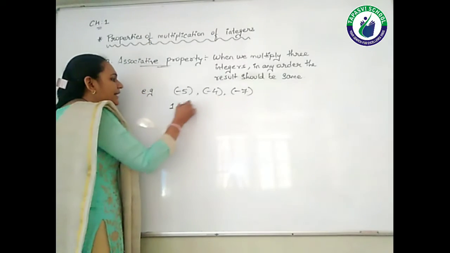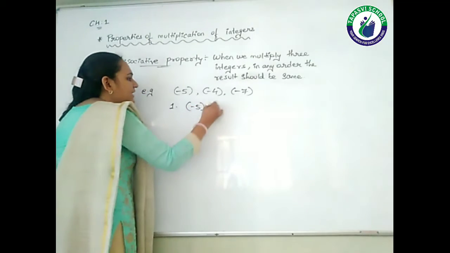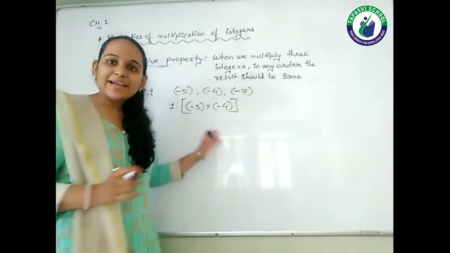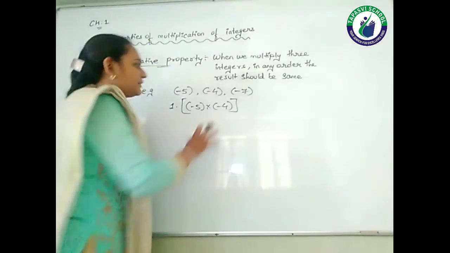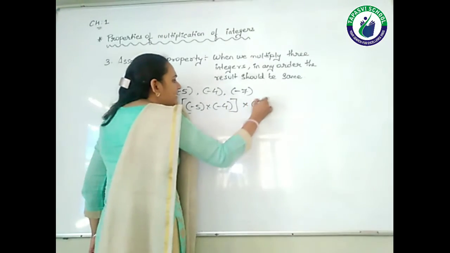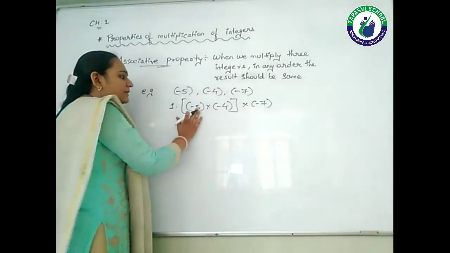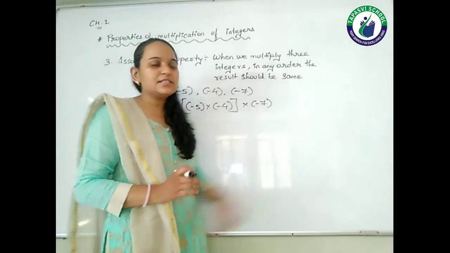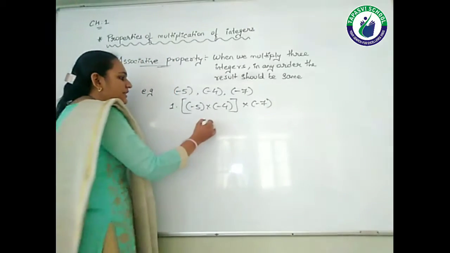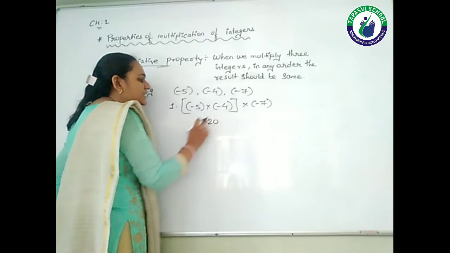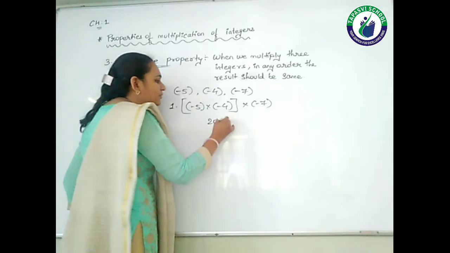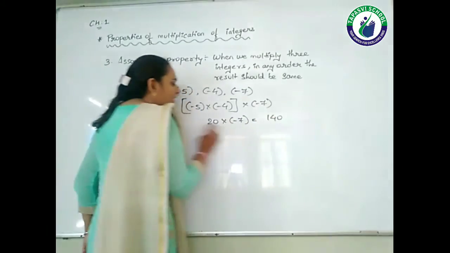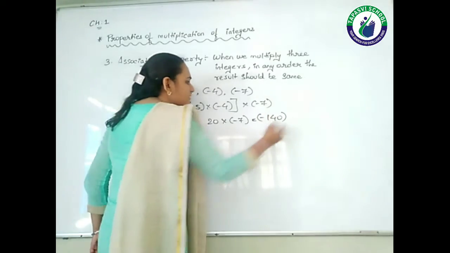So first I am multiplying -5 and -4, and whatever the answer comes, then I will multiply with -7. 5 4s are 20, and minus minus becomes plus. Then I need to multiply with -7. 2 7s are 14, and plus minus it is minus, so -140.